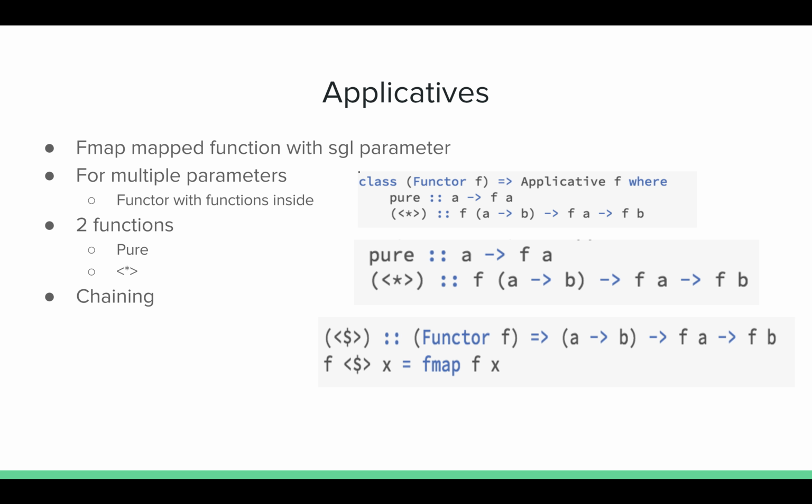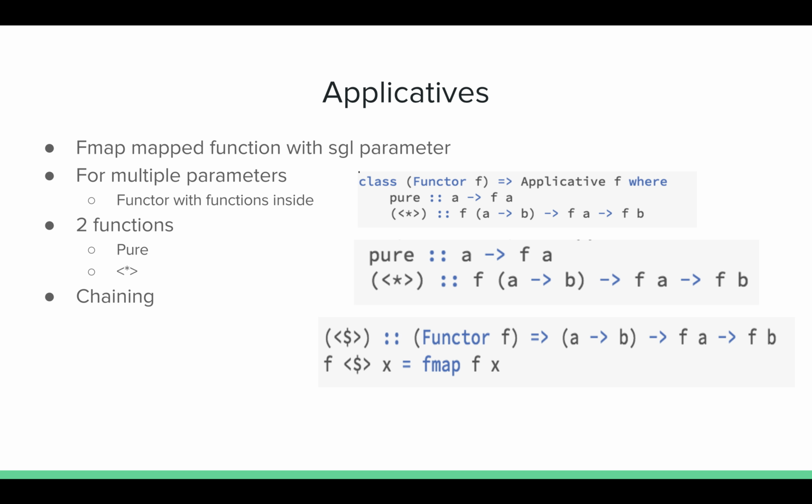Applicatives are functors on steroids. They can be mapped over by functions that take multiple parameters. When we do this, we wind up with functors with functions inside. Functors have one function, fmap. There are two functions for applicatives, pure, and that little symbol over there, pronounced applied over.